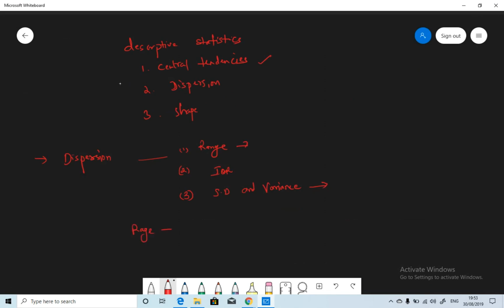Range is nothing but maximum minus minimum value, which will give me the range of a given data. Dispersion we can also call the spread. Dispersion we can call it a spread.